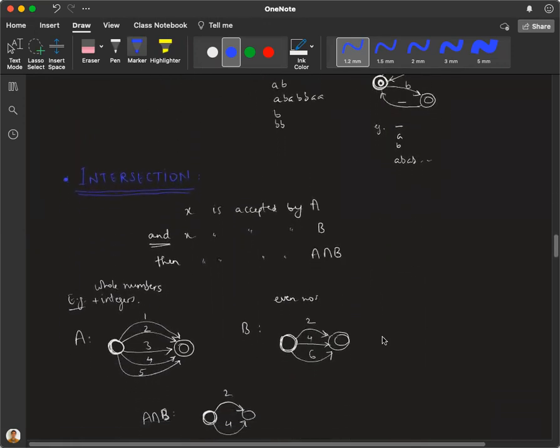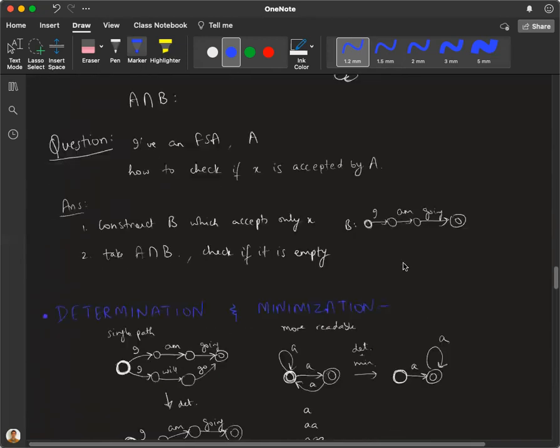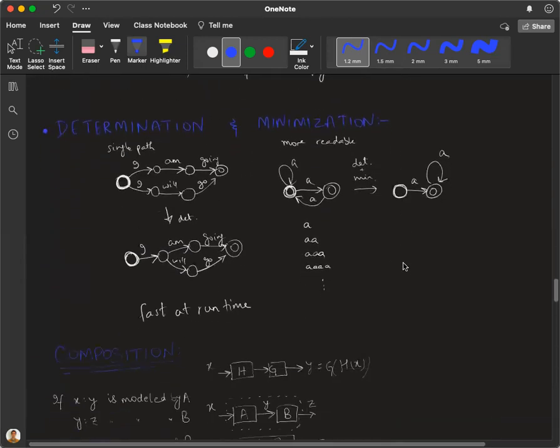And then you have intersections. Intersections are essentially X and Y. Sorry, means X is accepted by A as well as B. Then X is accepted by A intersection B. Then we saw determination and minimization.